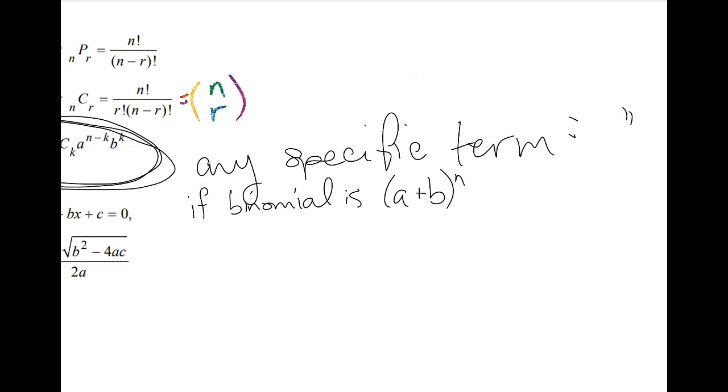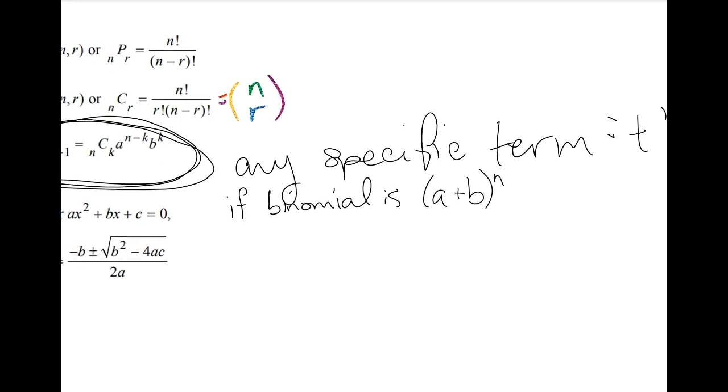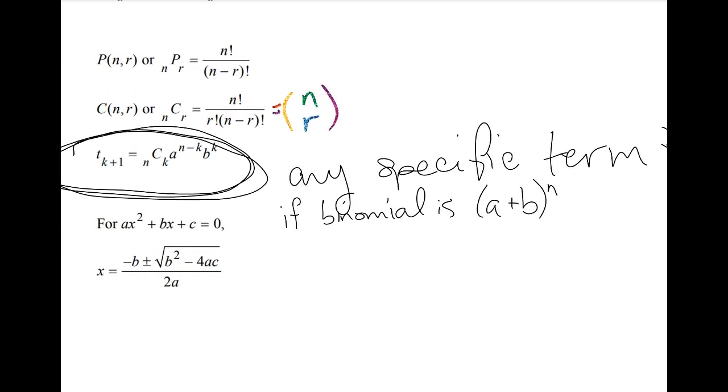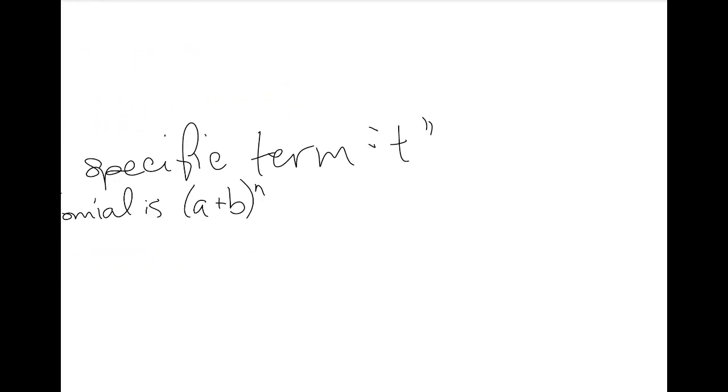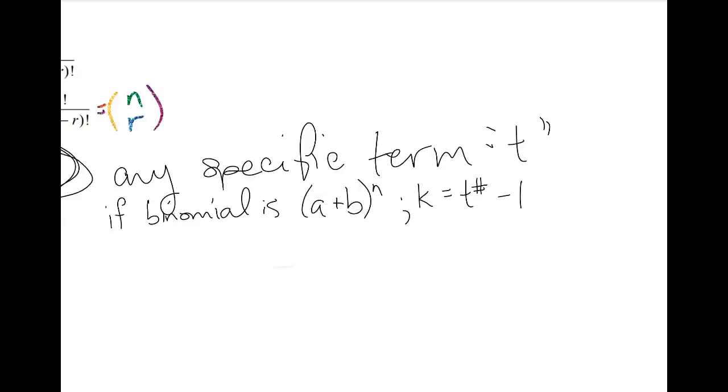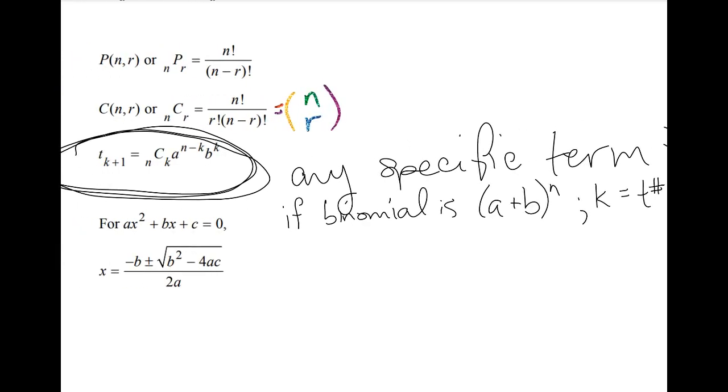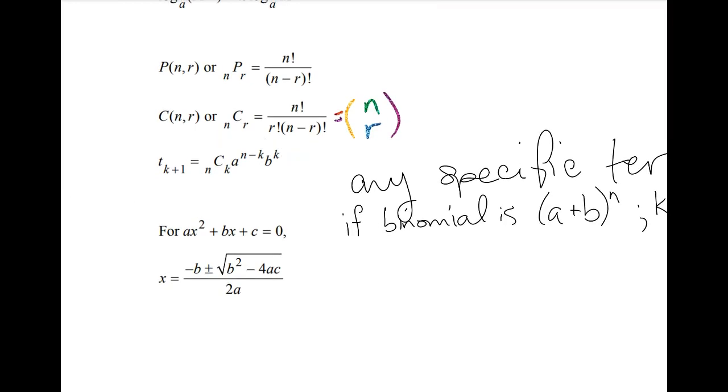we'll call this t, actually. Okay, if the binomial is a plus b to the power of n, and k is 1 less than the term number, then we can plug this in. So we'll do some examples, but this is going to be your key piece here. So I'm just going to take a screenshot of it to bring it over.